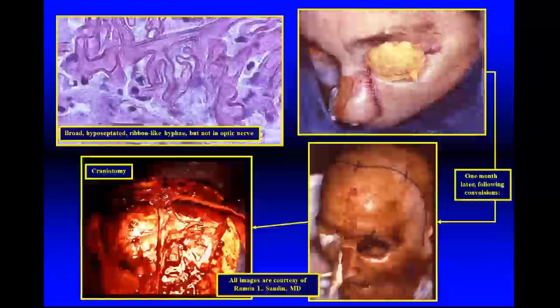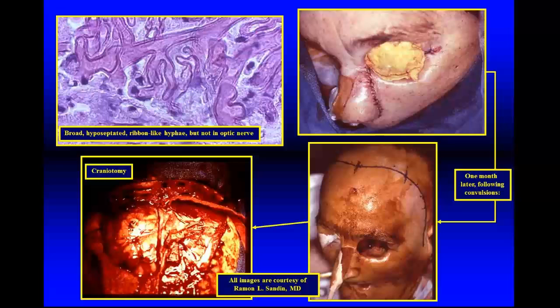The tissue sections show, as expected, the broad, ribbon-like, hyposeptated, moose antler-like hyphae. We found that all over, but not on the actual optic nerve. So we thought, hopefully, it's not there, which can then take it up to the brain. We'll see. She was packed, but soon thereafter, she started convulsing. She was taken back in.